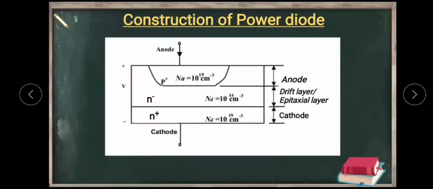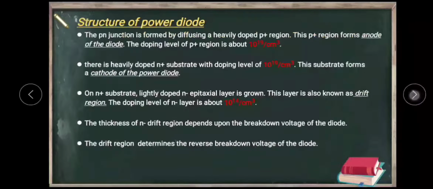Here the blocking capacity of the power diode depends on the epitaxial layer or drift layer. So it means what? The thickness of the drift layer determines the withstanding capacity of the power diode, or how much voltage it will block. That depends on the thickness of the drift layer. The description of this power diode construction is as shown in the next slide.